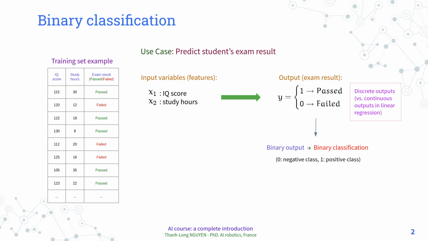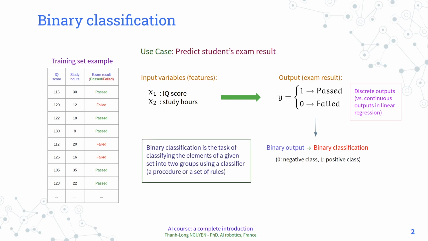Furthermore, because the output variable has only 2 possible values, that is binary output, this kind of problem is called binary classification. Often, people use 0 to denote the negative class and 1 to denote the positive class. The 2 words negative and positive are used just for representation. They are not forced to mean something good or bad, okay? Formally, binary classification is the task of classifying the elements of a given set into 2 groups using a classifier, that is a processor or a set of classification rules.